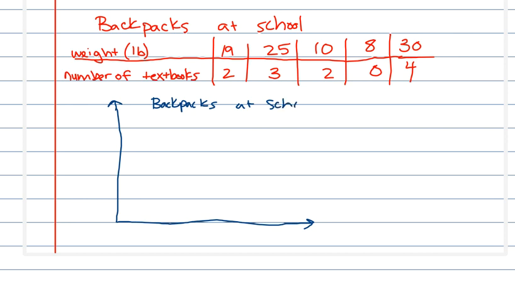Now we need to decide the x and the y. Remember, x is usually the independent variable and y is the dependent variable. So which one causes the other to change? Is it the weight of your backpack that changes how many textbooks you put in, or is it how many textbooks you put in that changes the weight? That's how it works: you put textbooks in, and your backpack then weighs more.